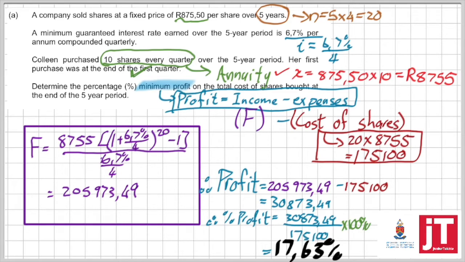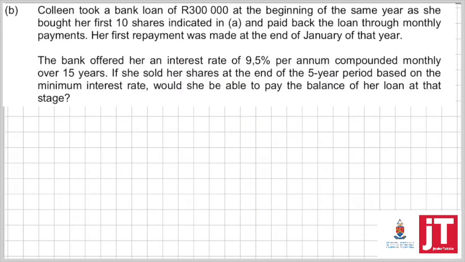Yo, what a question. I think that you understand why I said this was a toughie. I encourage you to try this again. I haven't seen a difficult question like this in an exam paper easily being asked. But it's not saying it won't be there. So please be careful. The B part says, now Colleen took a loan of 300,000.